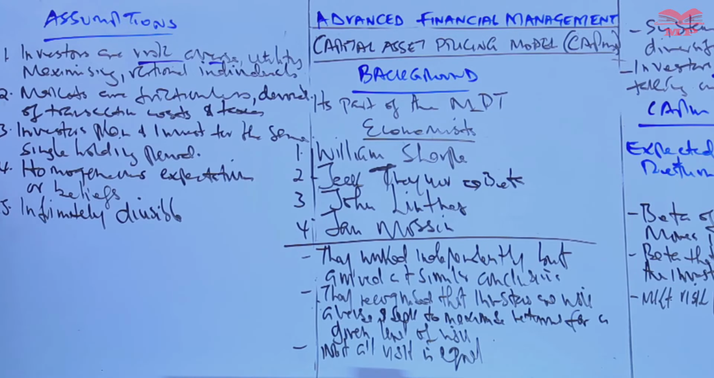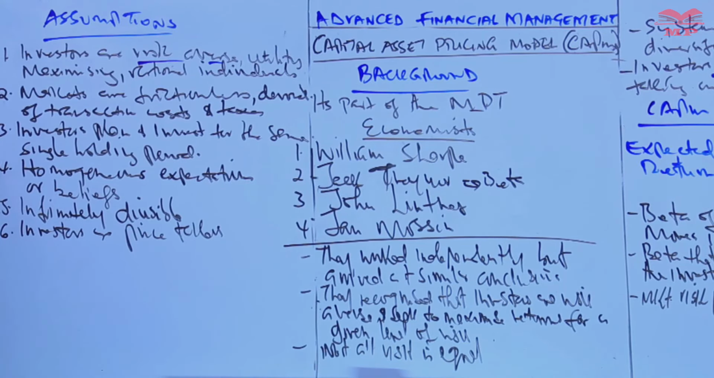Six, investors are price takers. Investors are price takers. That will mean that no single investor can influence the market price of a security. So these are assumptions that idealize, let me use that word. These are assumptions that are idealized and may not hold perfectly in the real world.